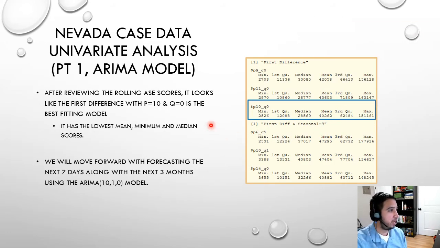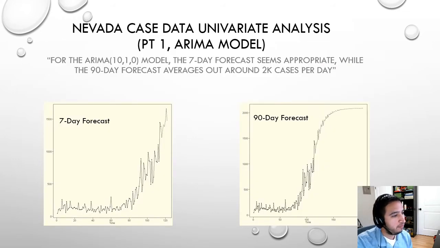So for our univariate analysis within Nevada's case data, we did both a first difference and a first difference plus seasonal equals 9 model. Within that, we gathered 3 different parameters for each of the different model types. As you can see here, the best model was an ARIMA 1,0,1,0 model. So we went ahead and forecasted using the ARIMA 1,0,1,0 model. As you can see within the 7-day forecast, it's at around 1750, while the 90-day forecast starts to taper off at 2000.